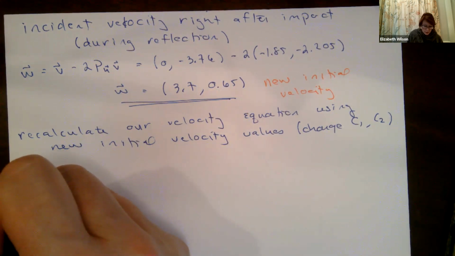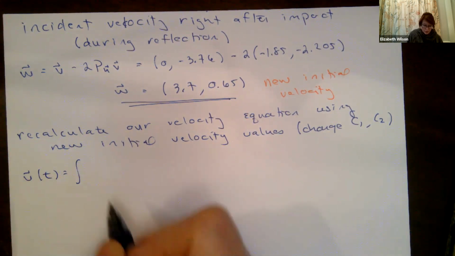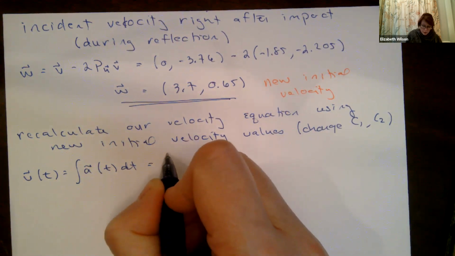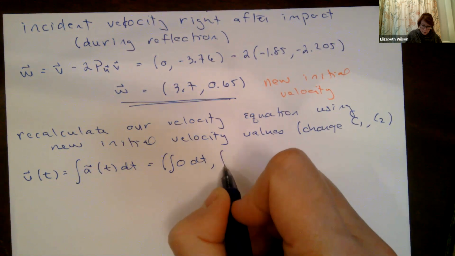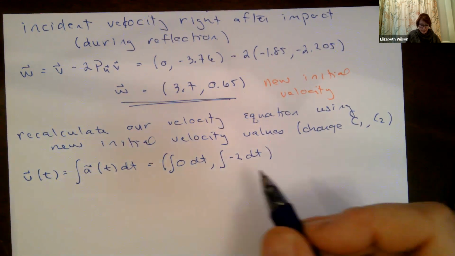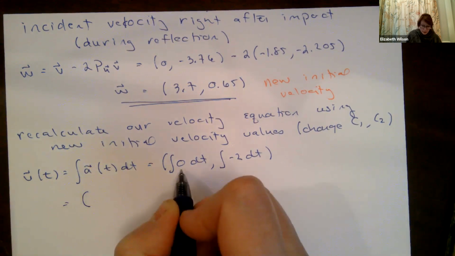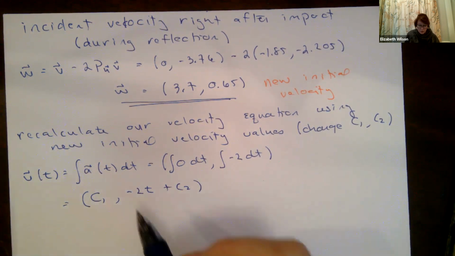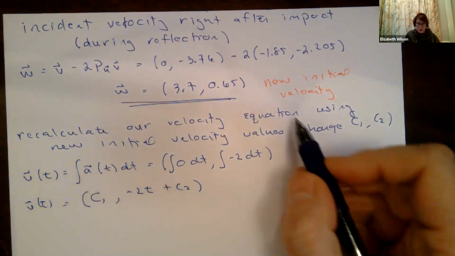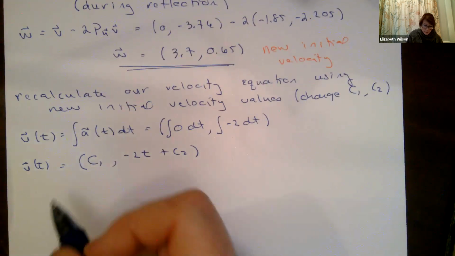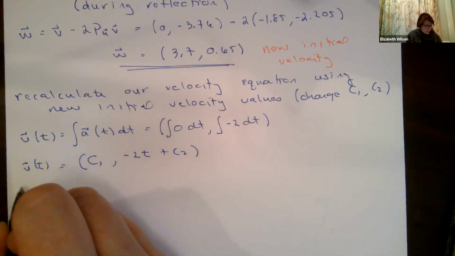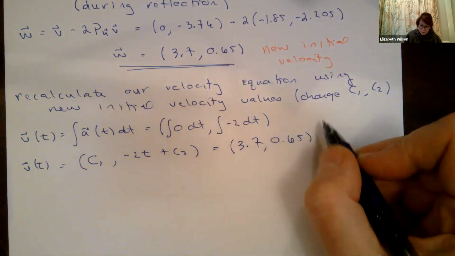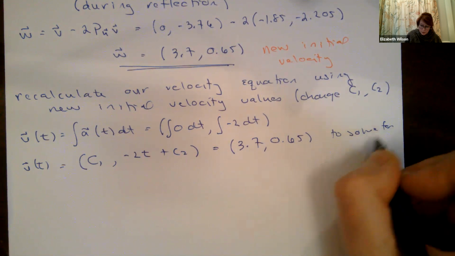So let's do this. My velocity, remember, we integrate our acceleration. The acceleration due to gravity doesn't change. So this becomes 0 dt, minus 2 dt. When I integrate that, I get C1, and then I get minus 2t plus C2. It's the same thing that we did before, only now I have new initial conditions, so I'm going to get new values for C1 and C2. So now my V, I'm going to use these values here, equal to 3.7, 0.65 to solve for C1 and C2.